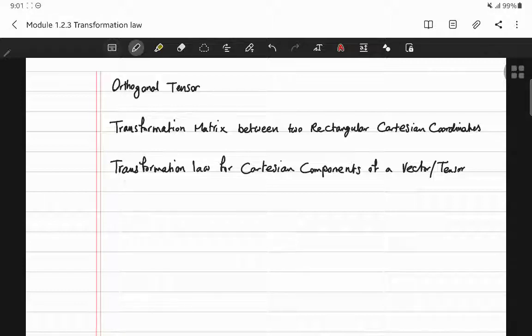And we have at last the transformation law for the Cartesian components of a vector and a tensor. This is quite an important topic in mechanics, because for example, in courses like composites or elasticity, some advanced courses, we have the concept of a stress tensor transformation. So you have to transform your stress tensor from one coordinate system to another. Basically this can be done through these transformation laws, or you have, for example, your traction vector, and you want to transform it from one coordinate system to another.